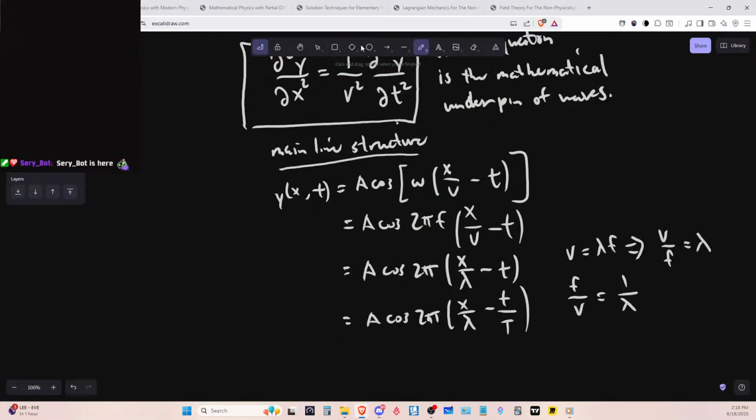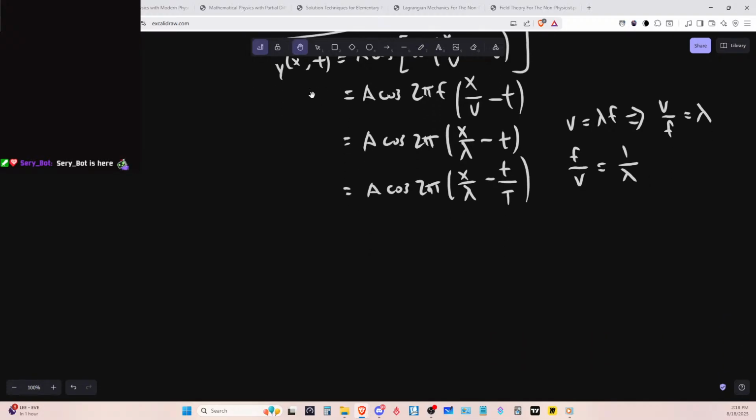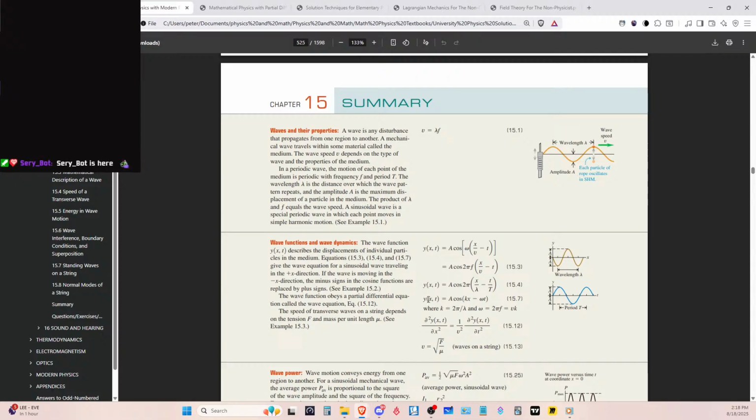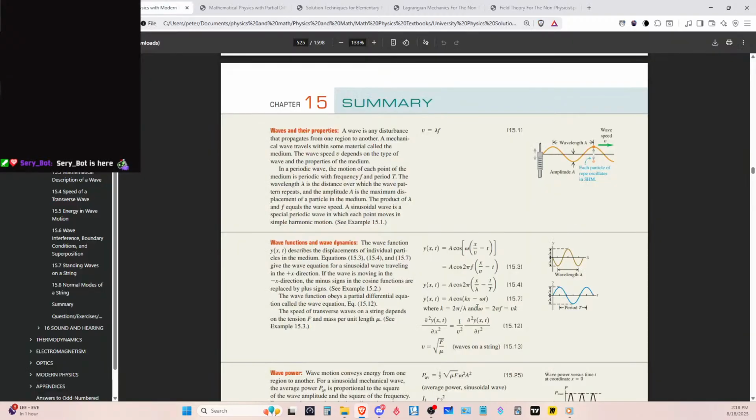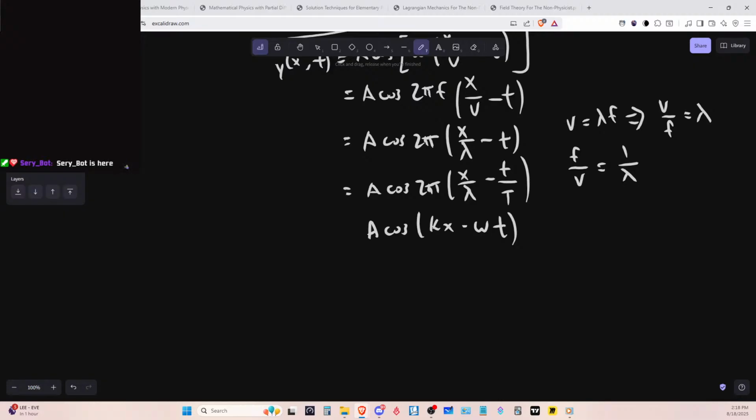So I guess they rewrote it. Yes, this, so cosine of kx minus omega t. I think that's what they wrote. Yeah, I think that's what they wrote.